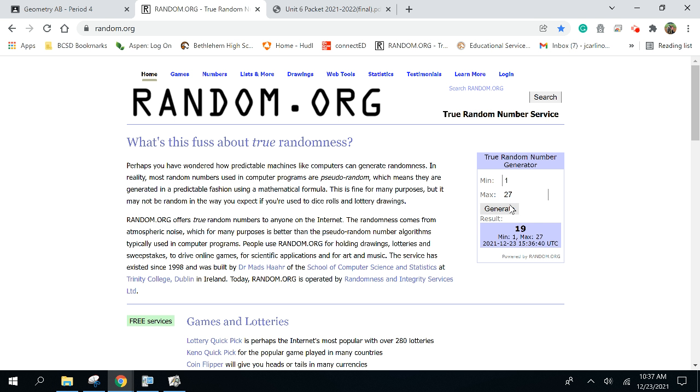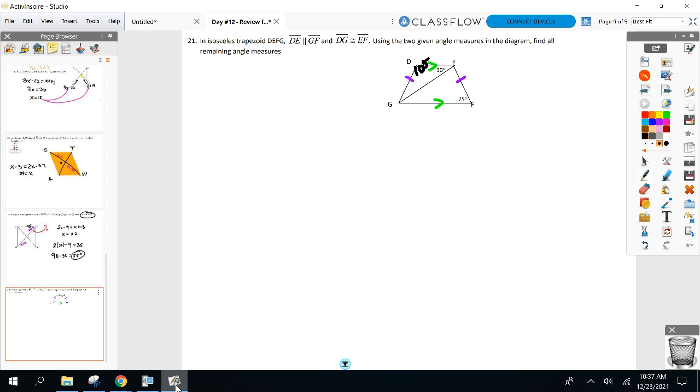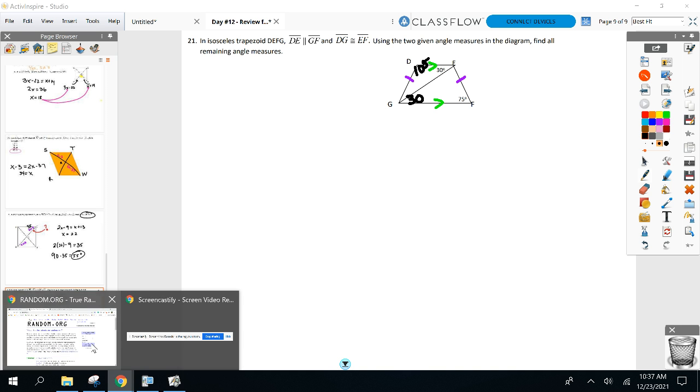Let's see. Another angle. Angle DGF is 30. If I put 30 here, no, the other side. EGF, this is 30 right here. Why? Alternate interior angles, that's 30. All right, let's keep trucking now.